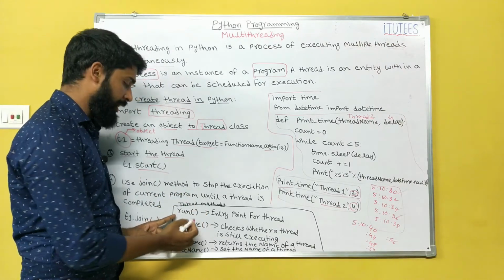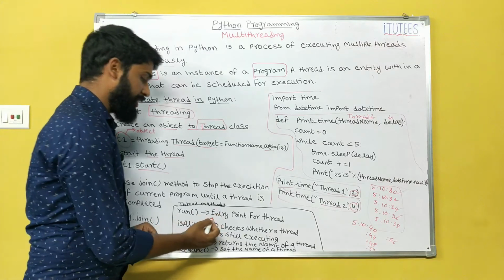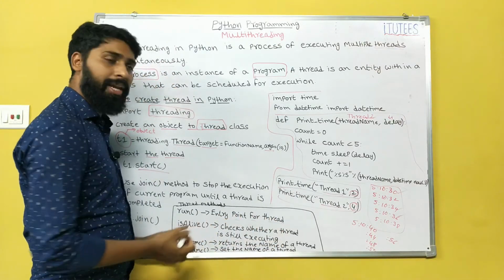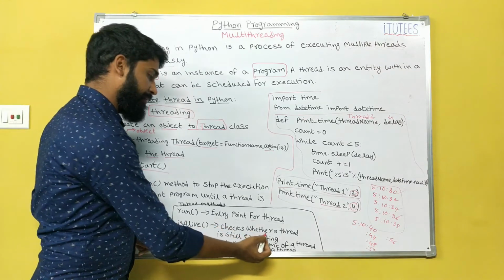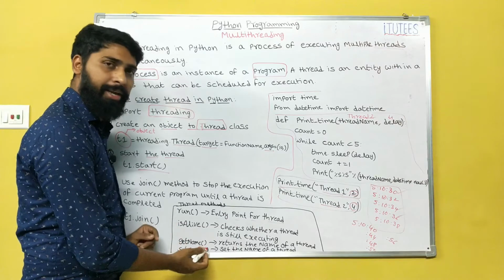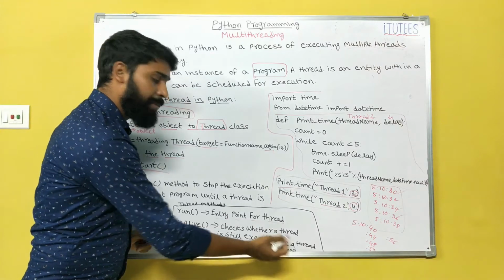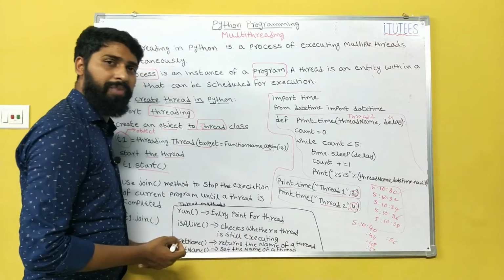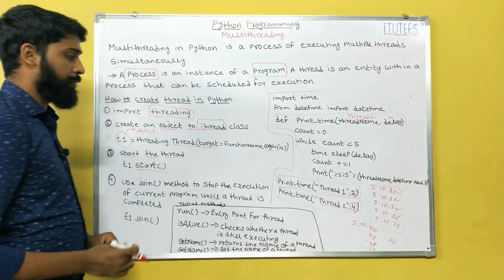The remaining thread methods are: the run method, which is the entry point for a thread; the is_alive method, which checks whether a thread is still executing or not; get name, which returns the name of a thread; and set name, which sets the name of a thread. So these are the different methods.